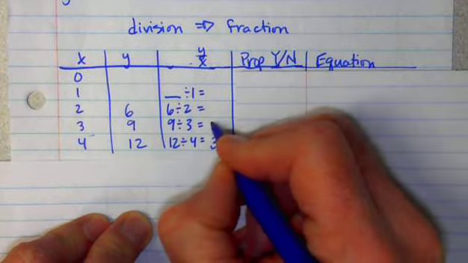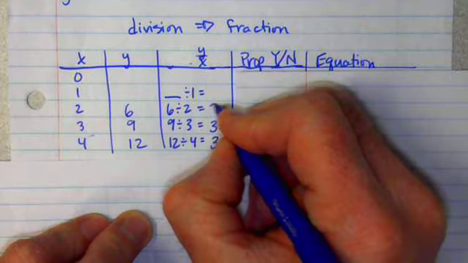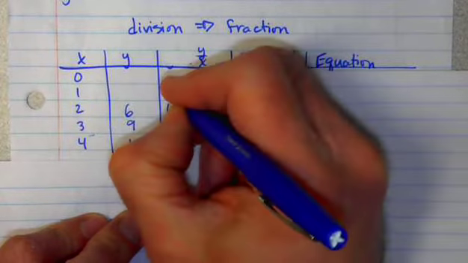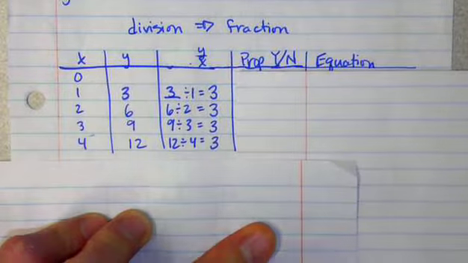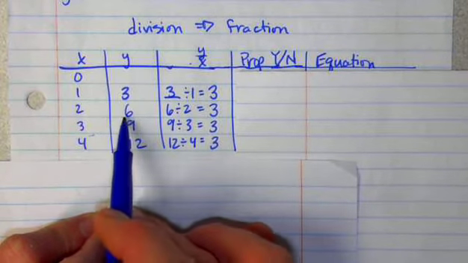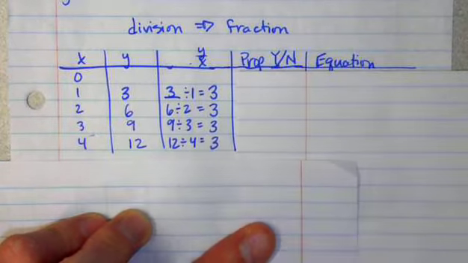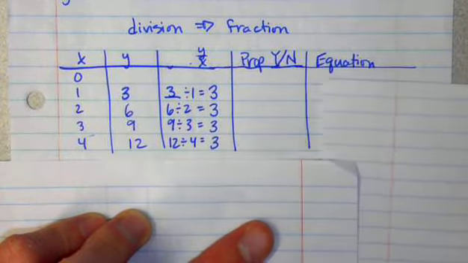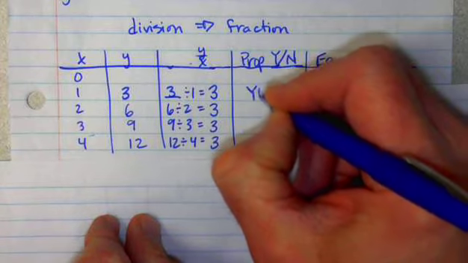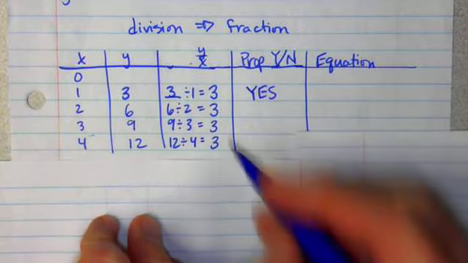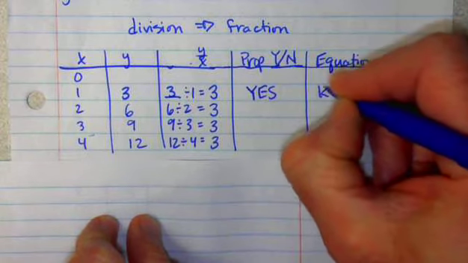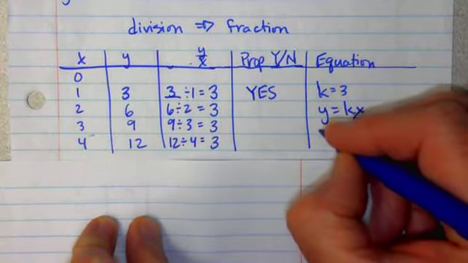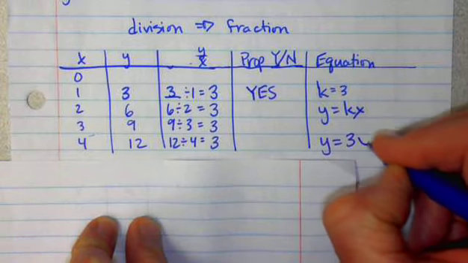So 12 divided by 4, let's just work our way up, 3. 9 divided by 3, 3. 6 divided by 2, 3. In other words, all of these are 3. So that means that this here has to be 3. In other words, 3 times 1, 3 times 2, 3 times 3, 3 times 4. Each one of these is produced by multiplying this by the constant. So is it proportional? We would say yes. And what's the equation? Well, if k equals 3 and y equals kx, then the equation for this is y equals 3x.